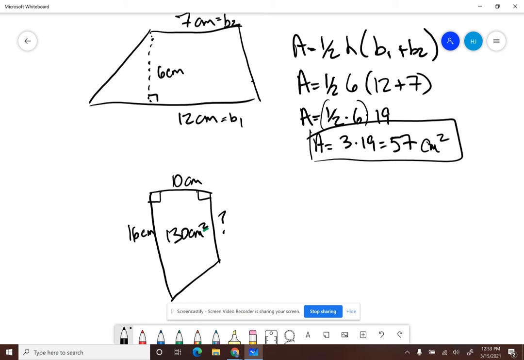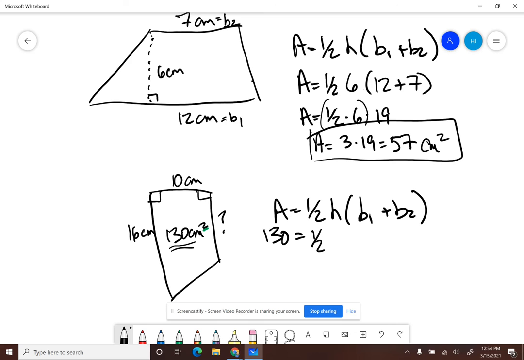So again, let's write that formula. Area equals 1/2 the height times base 1 plus base 2. And again, let's just fill in the information that they're giving us. They're telling us the area right here is 130. I'm not really worried about my units right now. I'll put my units back in here in just a second. All right, 1/2 is always there in my formula. My height, let's just think about this. Again, this would be my bases right here.